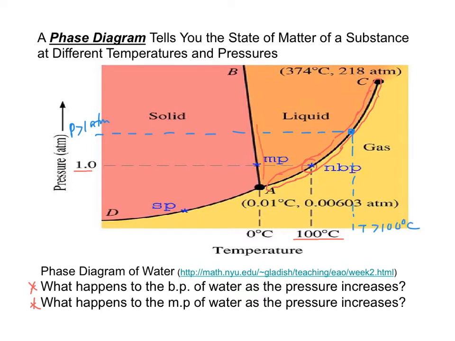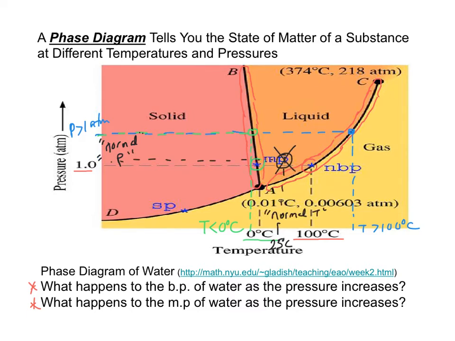This line represents the temperature and pressure conditions under which the solid is in equilibrium with the liquid. At 1 atmosphere of pressure, the melting point of water is 0 degrees. As the pressure increases, the melting point decreases. The phase diagram also shows that under normal temperature and pressure conditions, water exists as a liquid.